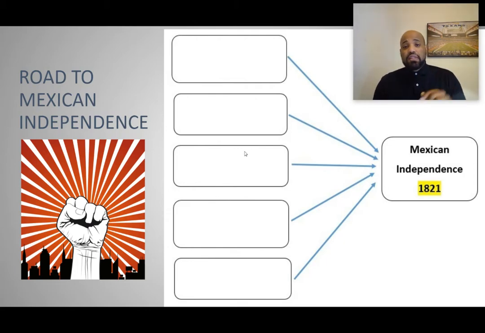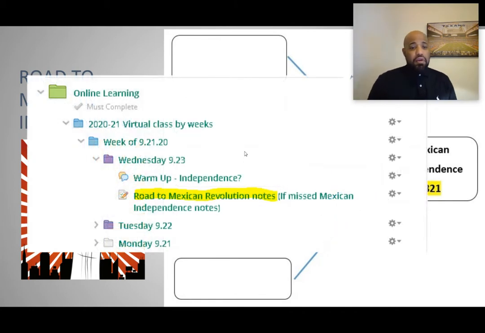Now, if you want this chart, you can go to the assignment that's located here on Wednesday under 923. It says Road to Mexican Revolution Notes. And if you want to open that assignment and click on the thinking map, it'll actually open up. You can have your own copy. Totally optional. But if it's something that you want to have, then you can go ahead and find it there.